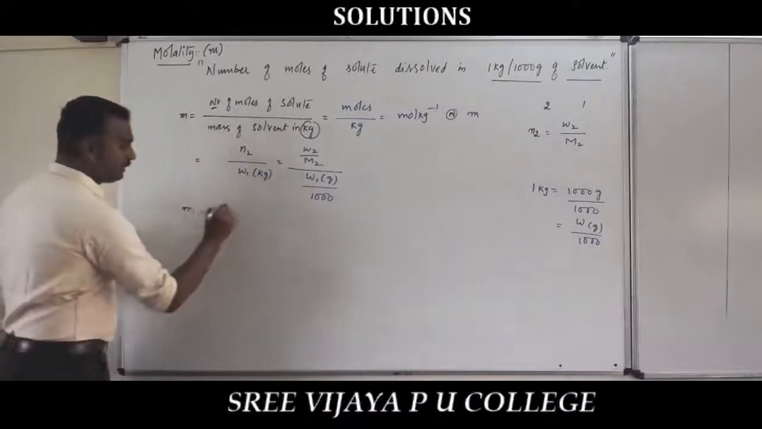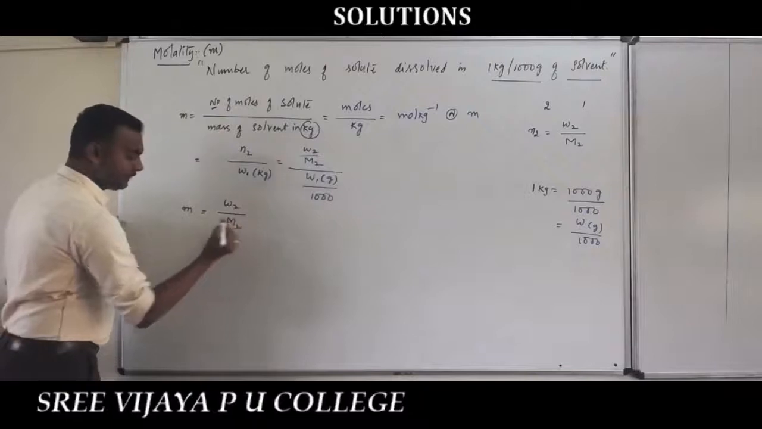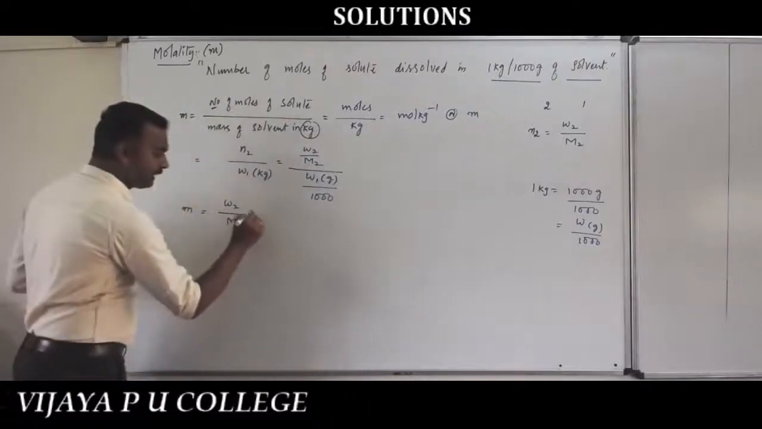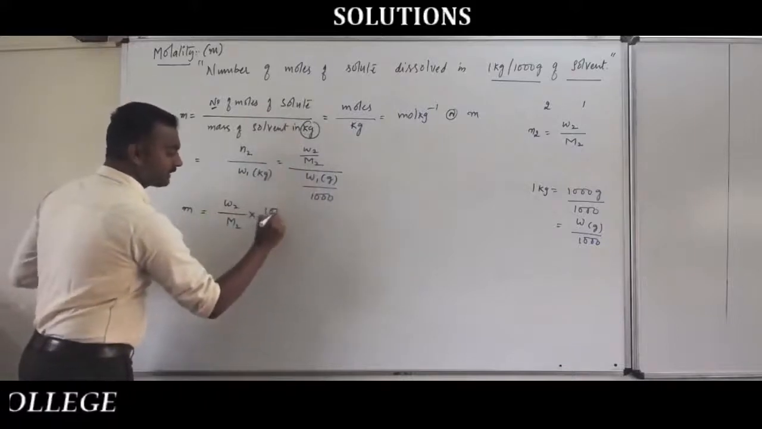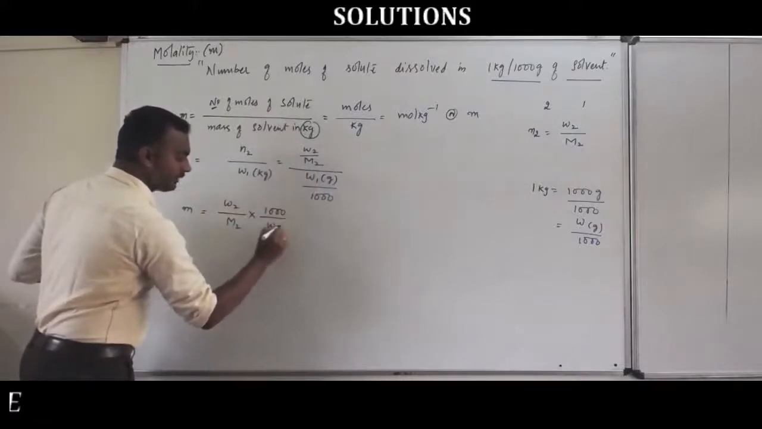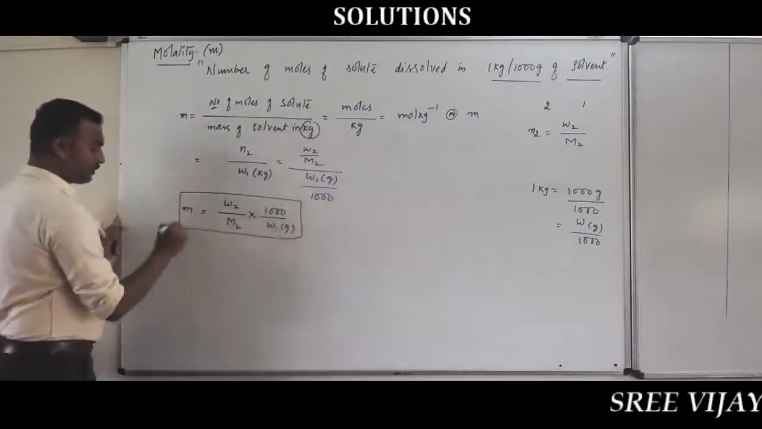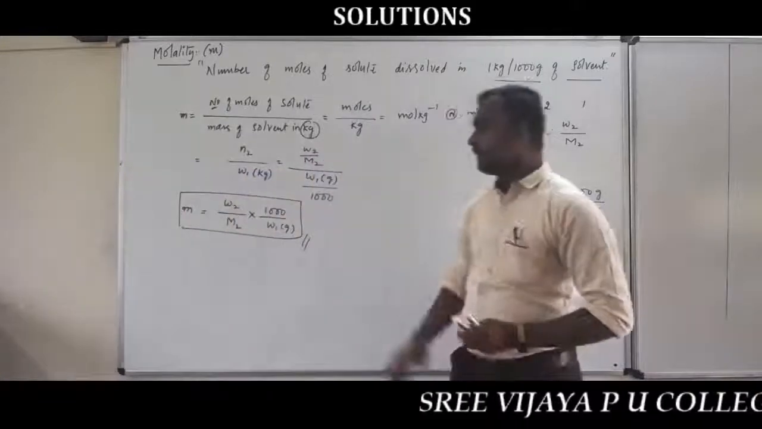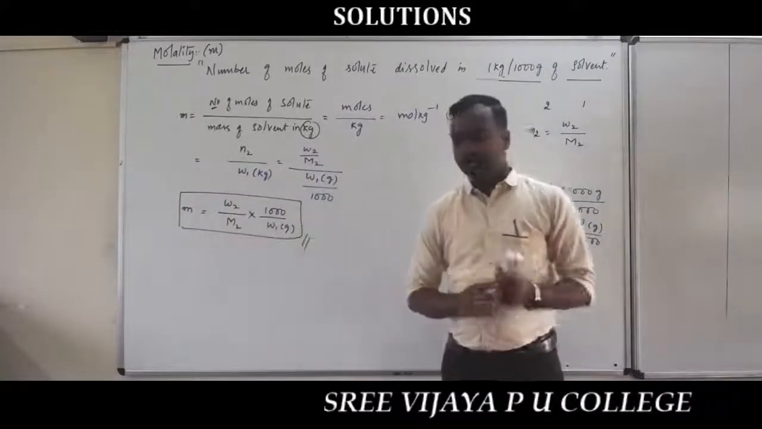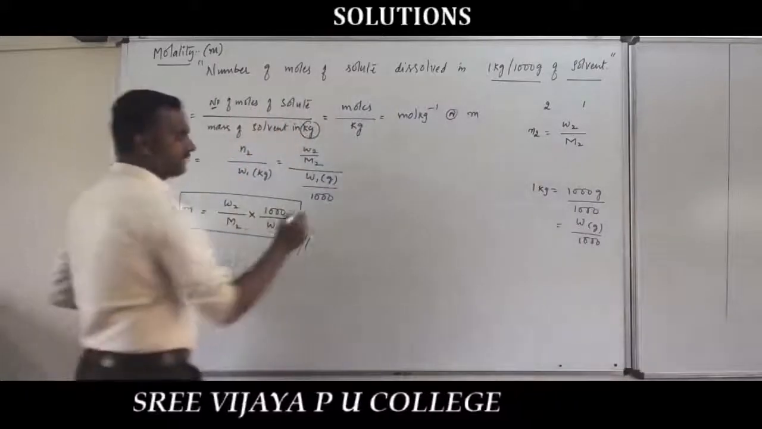is equal to W2, that is the mass of the solute, divided by capital M, that is the molar mass of the solute, into 1000 divided by the mass of the solvent in grams. Here the numerator term changes. So this is the important equation to calculate the molality of the solution. That is about molality, and molality is temperature independent. It is very important.